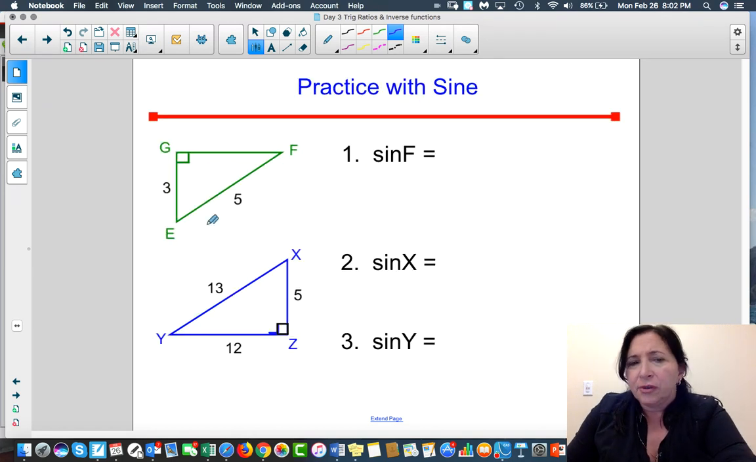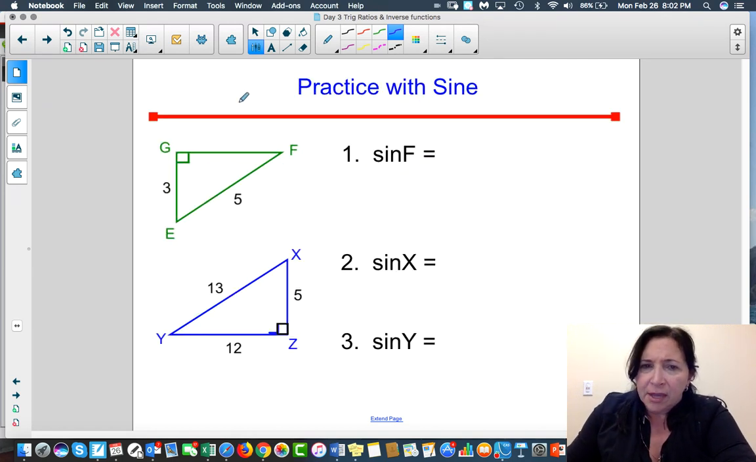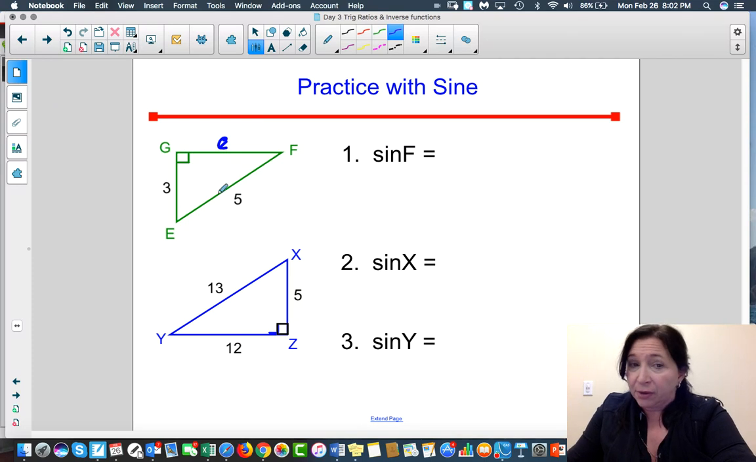So what we're going to do with this is a little bit of practice. Keep in mind that the sides are usually the smaller letters. So this is capital E, this is little e. We want to find little e, let's say. We could use Pythagorean Theorem, or we could just remember that this is a triplet. So this is a 3, 4, 5 right triangle. That's a 5, 12, 13.